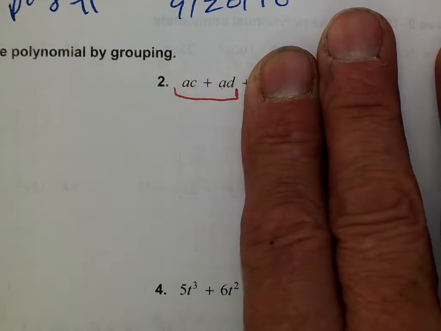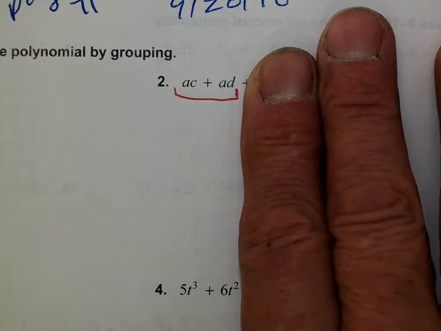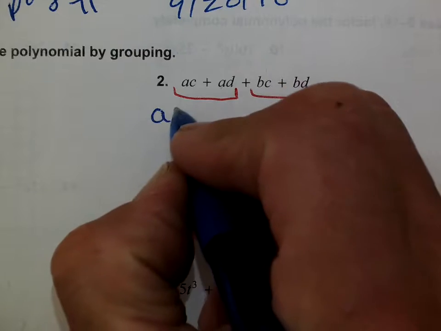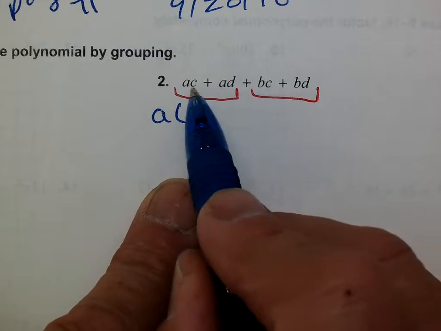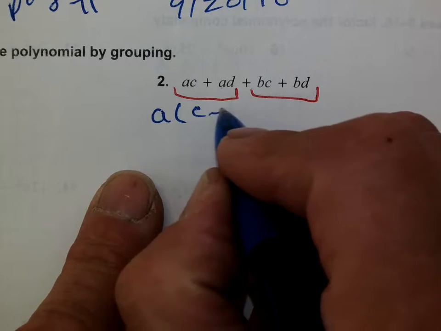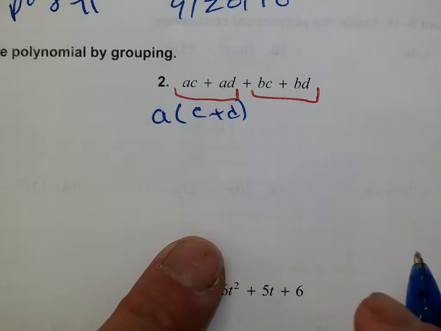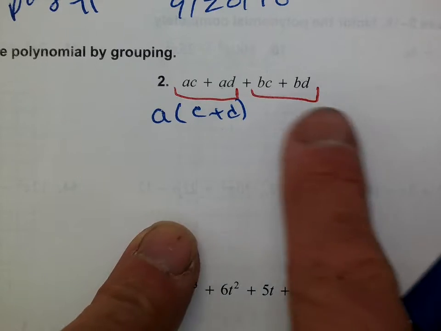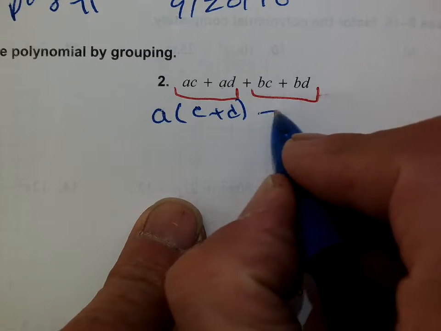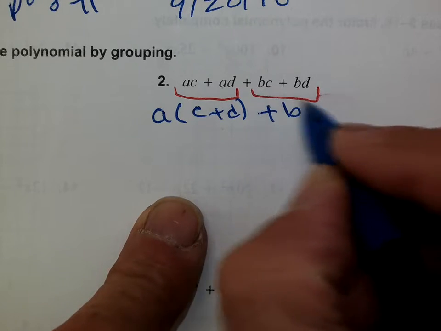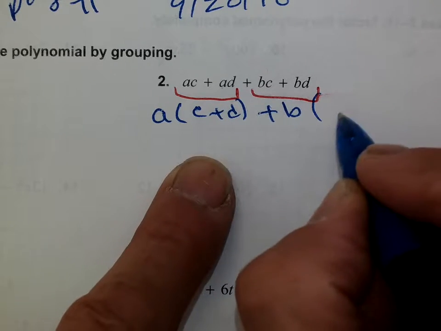What does the first pair have in common? They've got an A, so I'll take an A out of the first pair. Now if I take out an A, then I'd be left with C plus D, right? Let's look at the second group. What do they have in common? So let's take out a positive B, and I'd be left with C plus D.